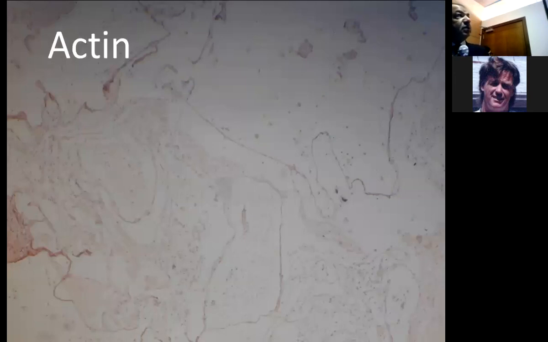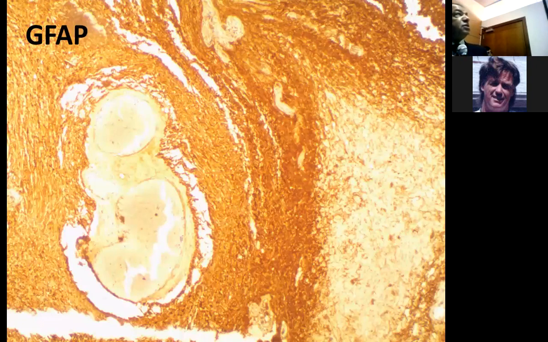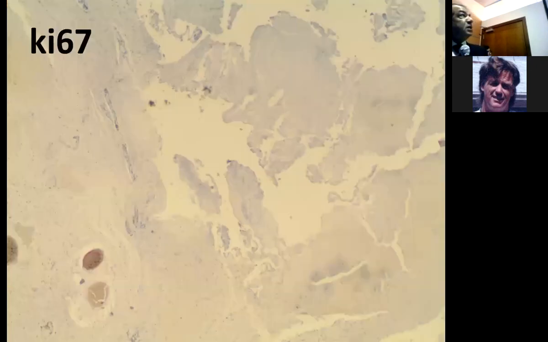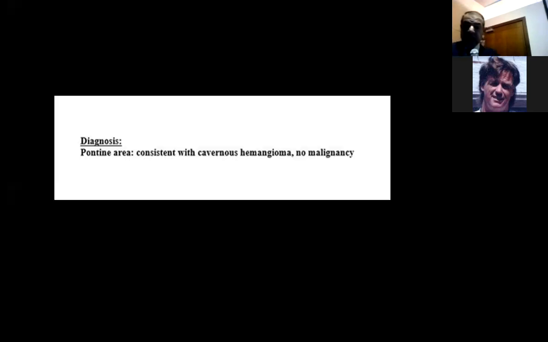This is actin. It shows you how the blood vessels are very thin. They don't have the smooth muscle typical of what we see in large blood vessels. And this is GFAP, which shows that the cavernoma is inside or near the brain tissue or glial tissue. Ki-67 is usually as expected, less than 1%. So this is a benign lesion, a cavernoma. Thank you.